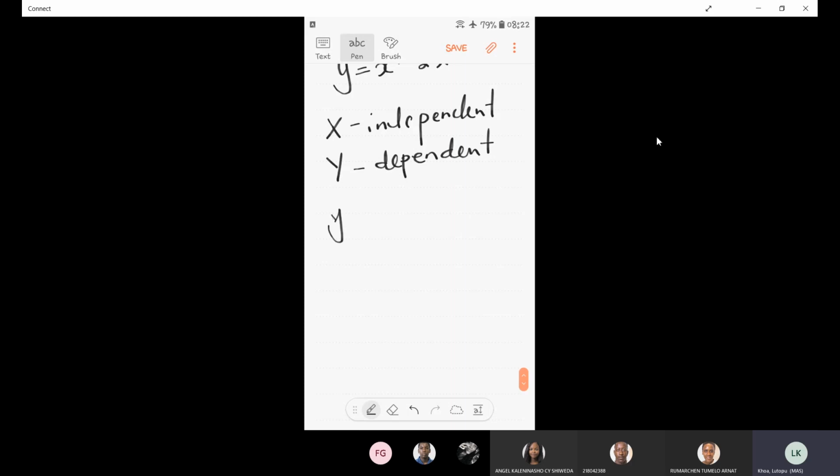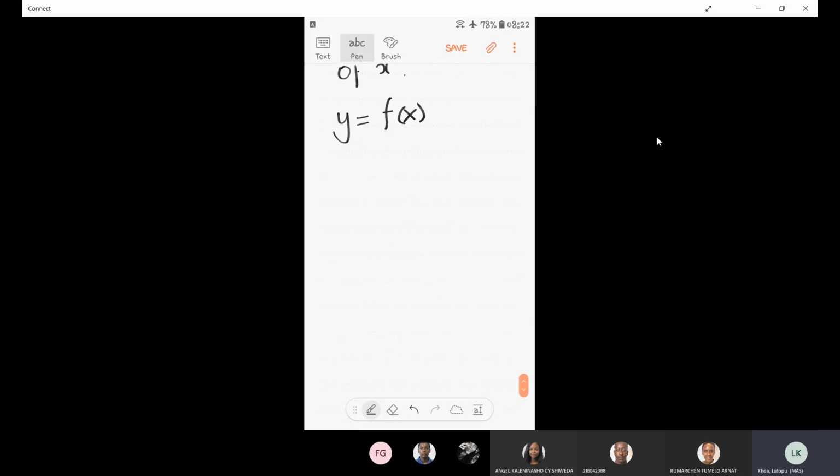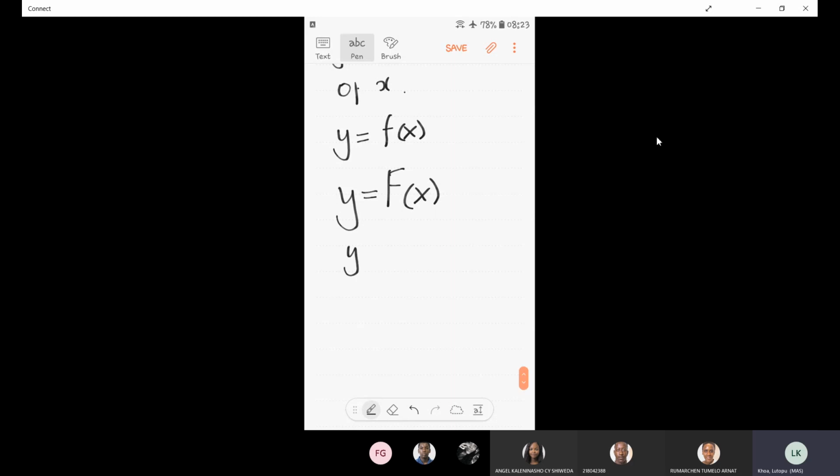So y is a function of x, and we say y is equal to f of x. So this is one way of writing it, that y is a function of x. Then we write y is equal to f of x. We can also write this y, we sometimes use capital F of x. You can say y is equal to y of x. So the letter doesn't actually matter.